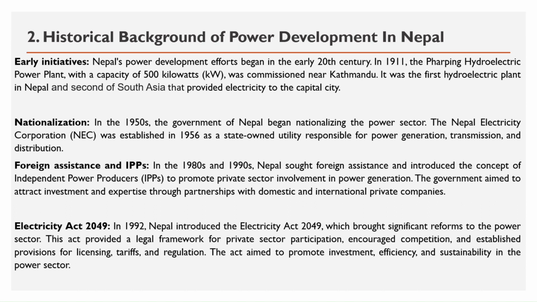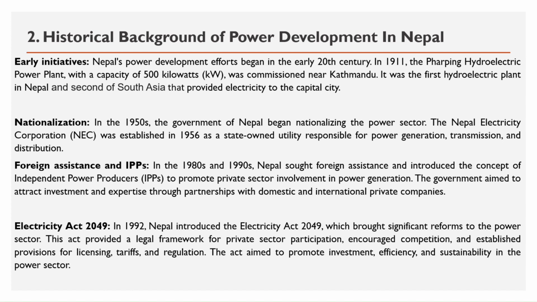In the early initiatives, Nepal's power development begins in the early 20th century. In 1911, the Pharping hydroelectric power plant with a capacity of 500 kilowatts was commissioned near Kathmandu. It was the first hydroelectric plant in Nepal and the second in South Asia, providing electricity to Kathmandu, the capital city.